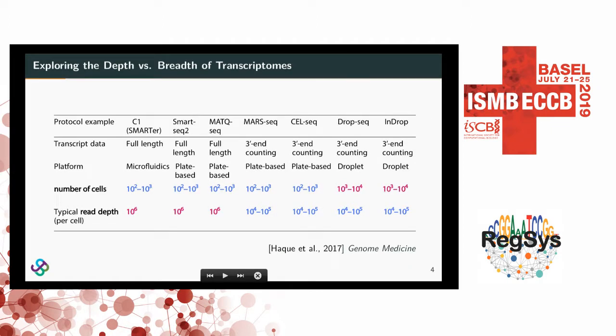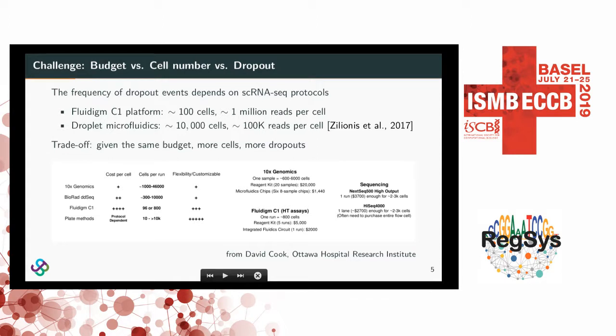As we can see, there are two major types of protocols. One is droplet-based or UMI-based. The other is full-length. So they have their relative advantages and disadvantages. For those full-length protocols, you get deeper sequencing depth per cell, but you sequence fewer cells. While for the 3' end counting or UMI-based protocols, you sequence many more cells, but you get very shallow profiling of each cell. So moreover, there is a trade-off.